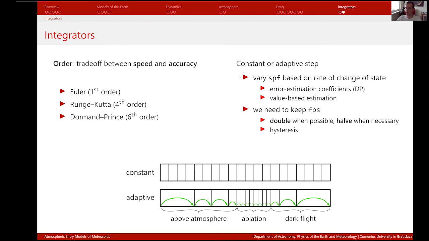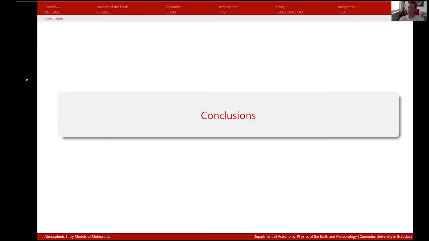Usually they are implemented with variable steps, but I need to converge on a finite number of steps after every frame, which means I can only halve or double the steps per frame. So usually it works like this. Above the atmosphere, we use long steps. Then during the ablation phase, where the mass changes rapidly, we use smaller steps. And then once we are slowed down to several tens of meters per second, we increase the step again, and our results are the best.